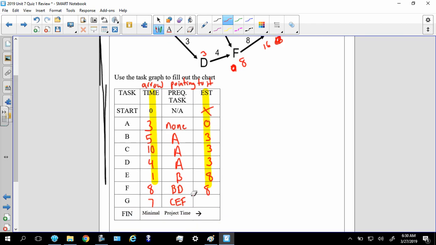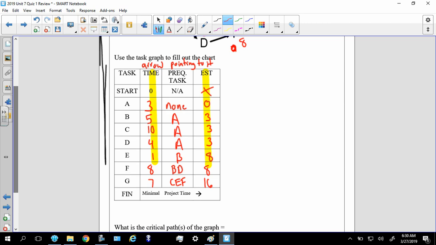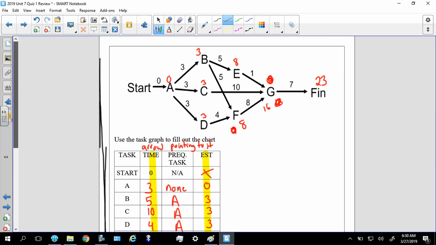G is 16. And then lastly, the minimum project time is 23. And we have to do critical paths again.